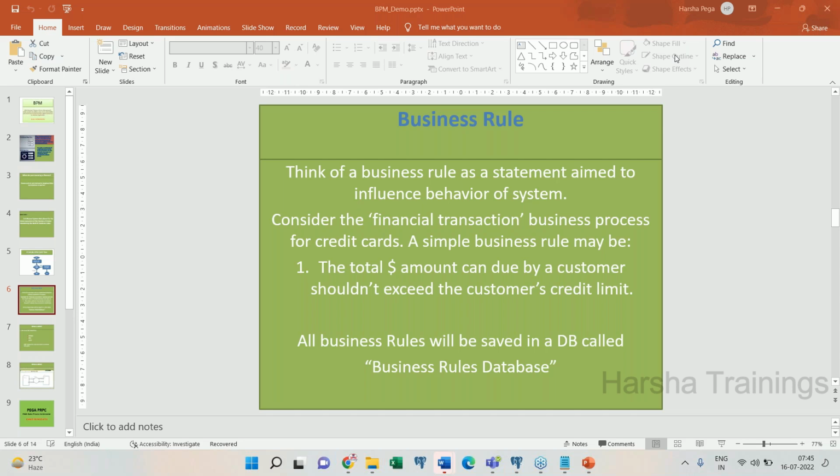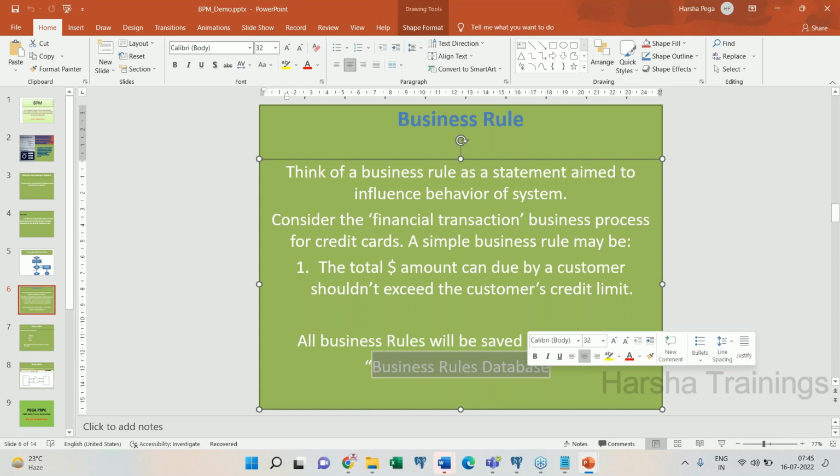All the business rules that are flowing in the system will be stored in a database. What do you call that database? We call it the business rules database. So the business rules database stores the business rules into it. All the rules will get stored in the business rules database. So now business rules are stored in a database.